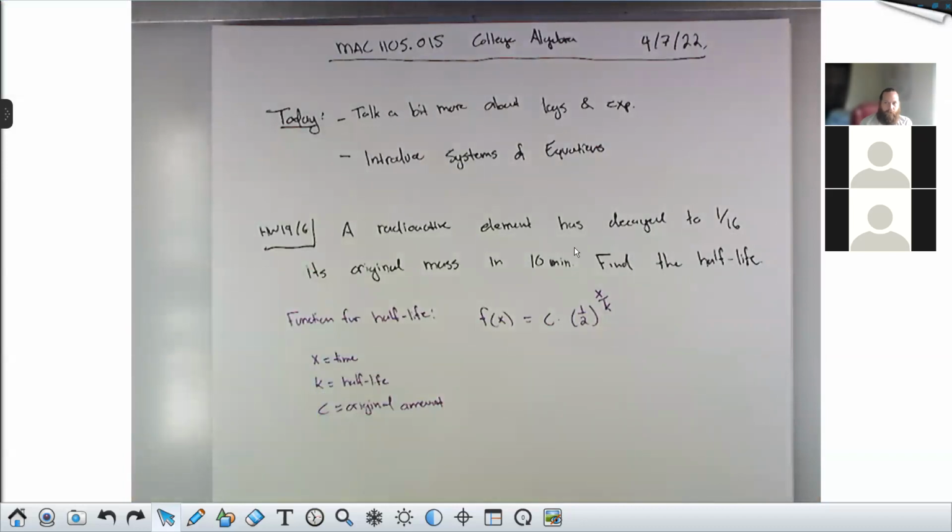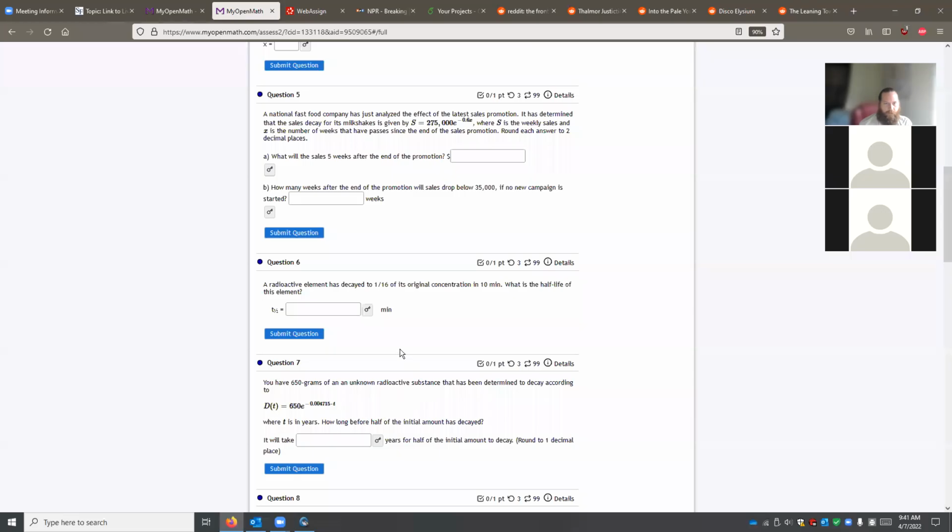We weren't given the initial amount or the original amount, but we were told that this element has decayed to 1/16 its original mass in 10 minutes. So let me first check the units they want the answer in here. They want the answer in minutes, so we can use minutes for time throughout the problem. We don't need to convert into years or months or anything.